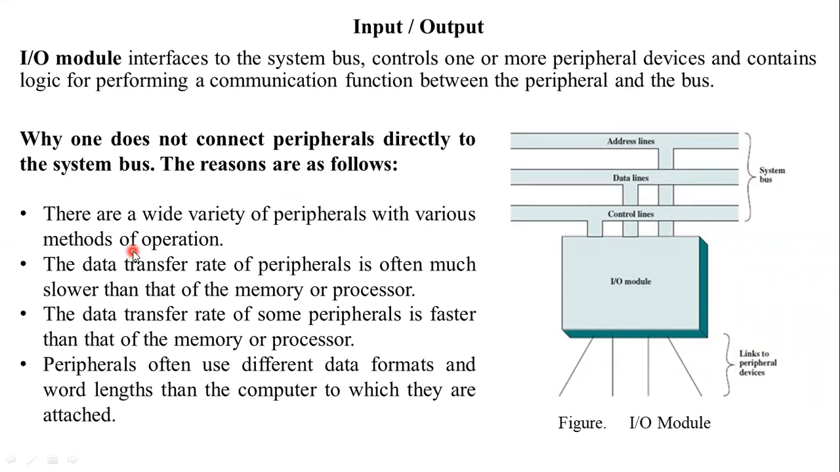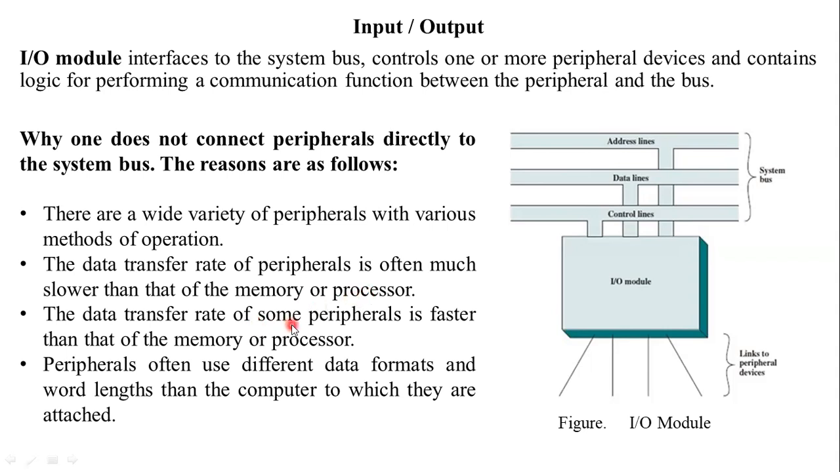Some are reading, some are writing, some are high speed, some are working with bytes. They are reading the information in bytes, but the buses are working in the form of words. The unit of data they read is the word, whereas the devices, input device or output device, are working with the byte format. Again, the data transfer rate of the peripheral is often much lower than that of memory or the processor. I told you there is a mismatch between the speed of the IO devices and the speed of the system bus, the processor or the memory.